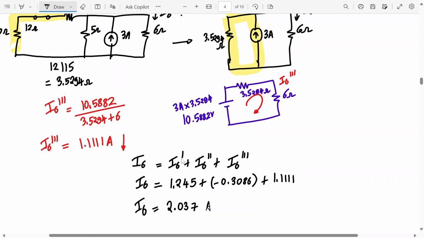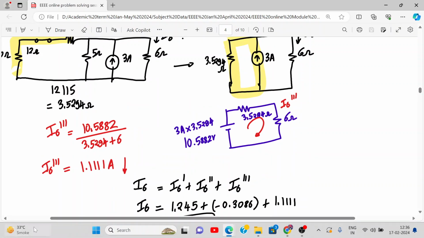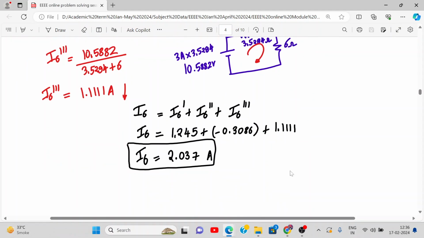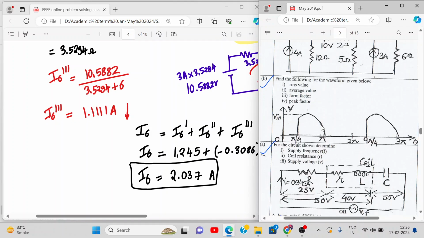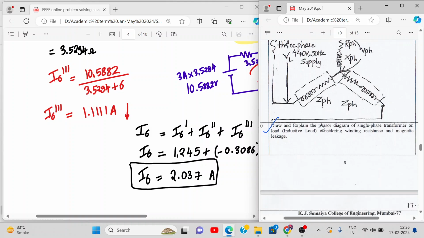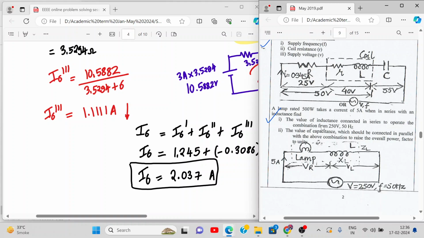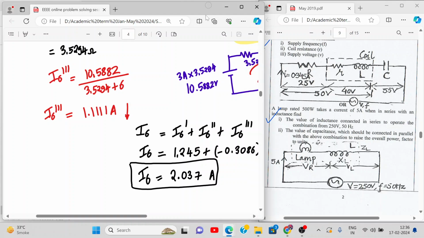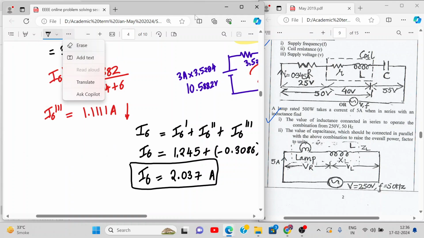Yes, is this the answer? Please cross check this answer. So this is what we get by the superposition theorem. Let me see if there are any other DC circuit theorems in this. No, in the entire paper DC circuits is only up till here. So this was the last numerical of the May 2019 paper, and with this answer, that will be it for today's session.